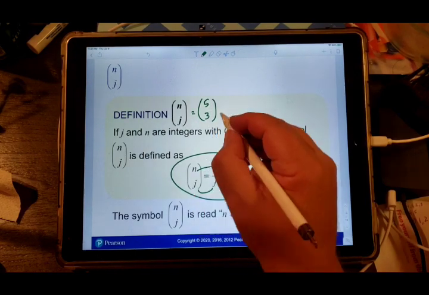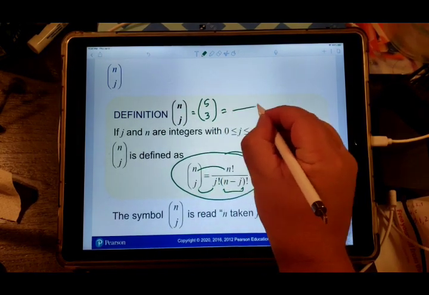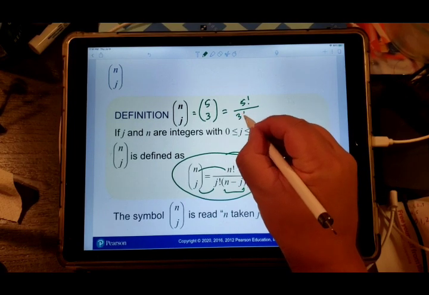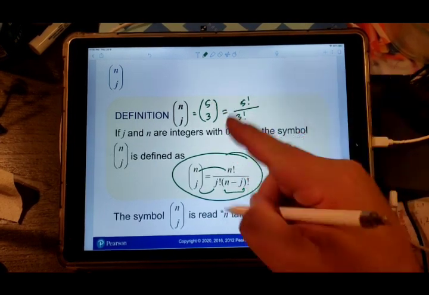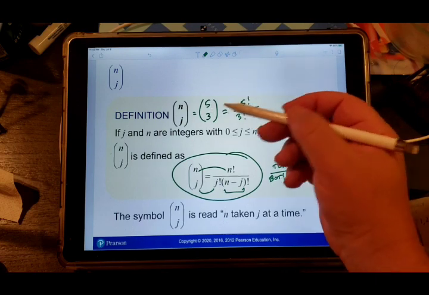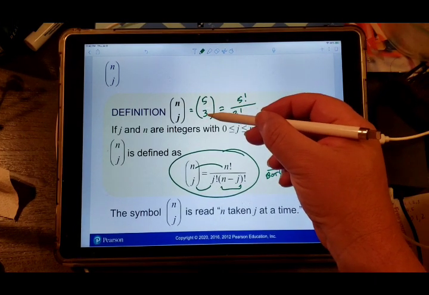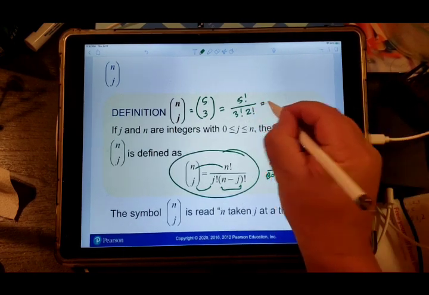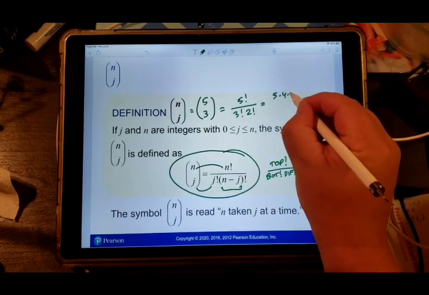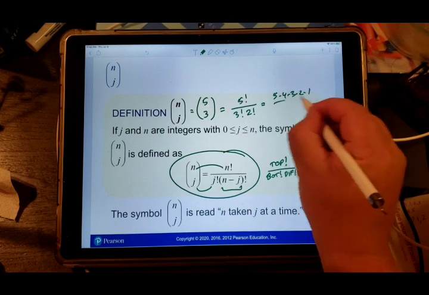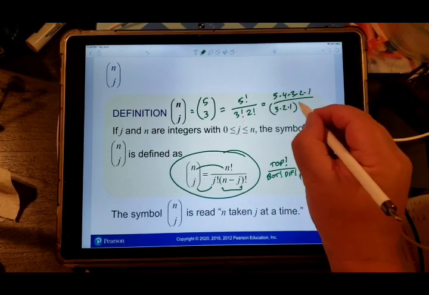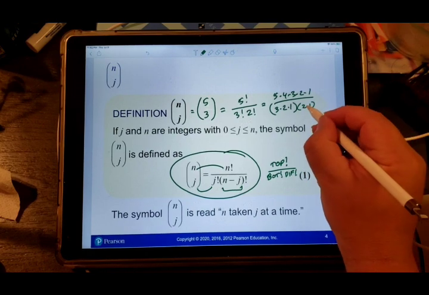So, what does that tell us this is going to be? It's going to be 5 factorial divided by 3 factorial. Those are visible. And then the invisible calculation is, well, I have to figure out what 5 minus 3 is. Of course, it's 2. So that's 5, 4, 3, 2, 1 divided by 3, 2, 1 times 2, 1.